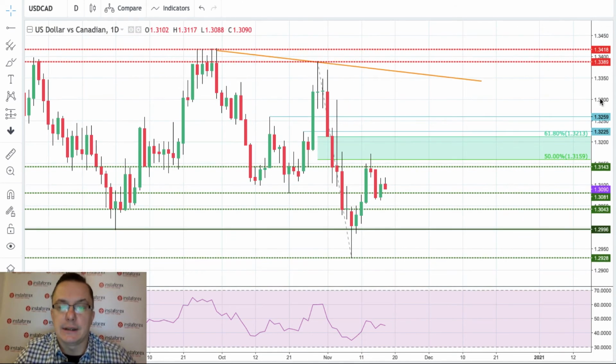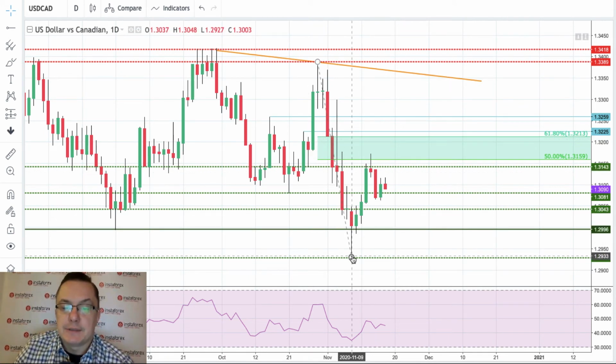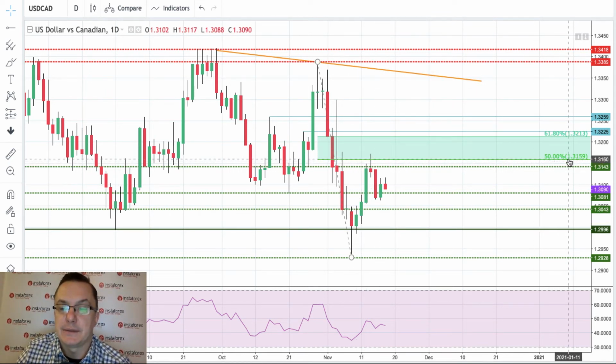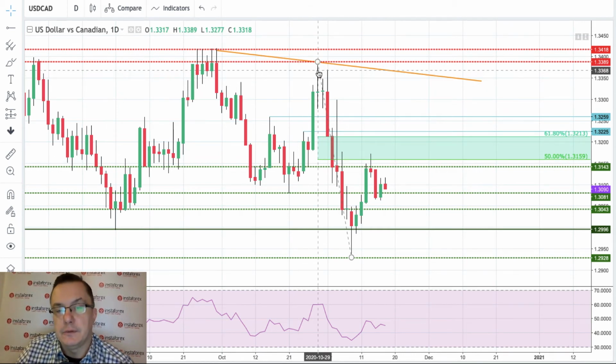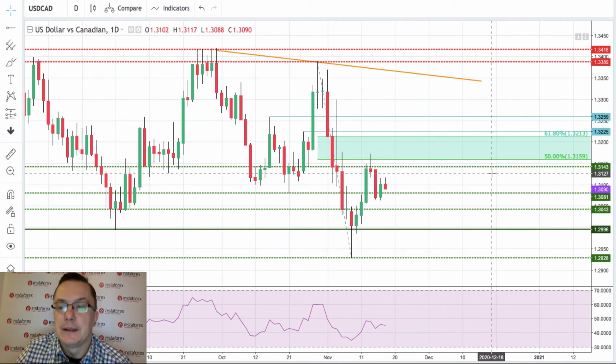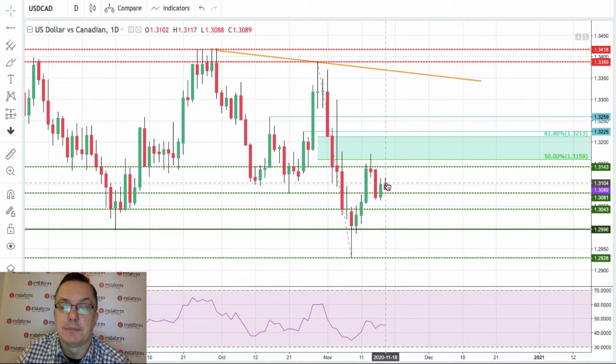Okay, as you can see, we got this nice retracement from this pin bar here, made on the 9th of November 2020. Retracement hit 50% of the Fibonacci retracement, of course, of this wave down, right? So 1.3159, that was the level, and since then we're just trying not to fall too much. As you can see, we hit the first support 1.3081, slight bounce, but so far to no avail.